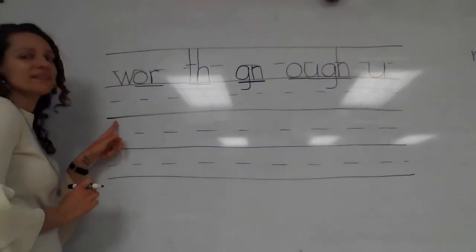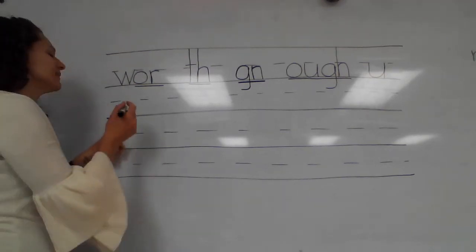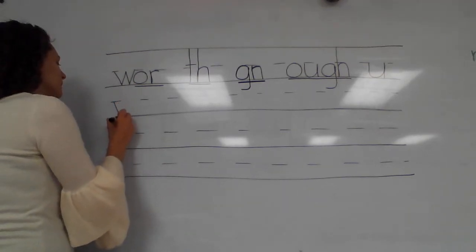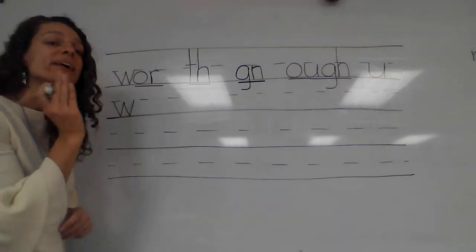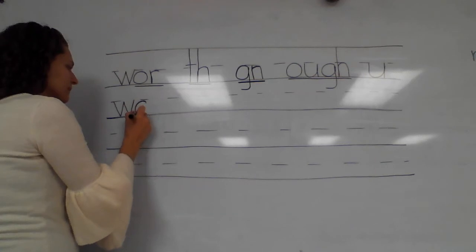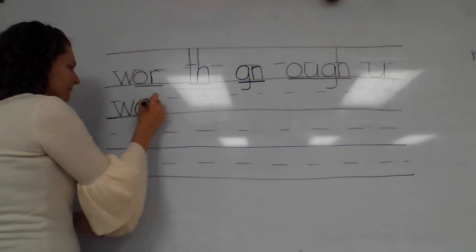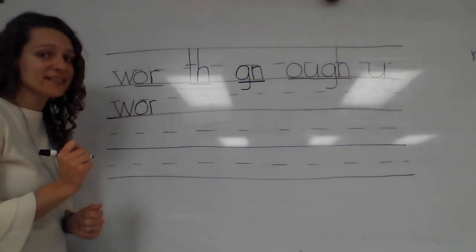All right, put your finger under the first phonogram. What does it say? Good. Which one? Good, the one from worms. And the last sound? Good, d.